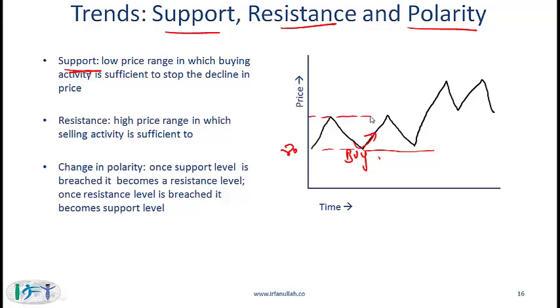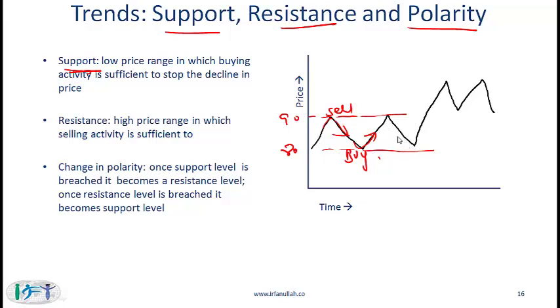The resistance level is the high range. So this is the price range in which investors start to sell, believing that this stock has now reached its high level point. Because of this selling, the price starts going down. It isn't necessary that the stock will remain in this range forever.